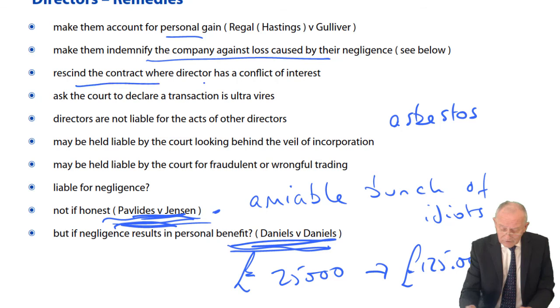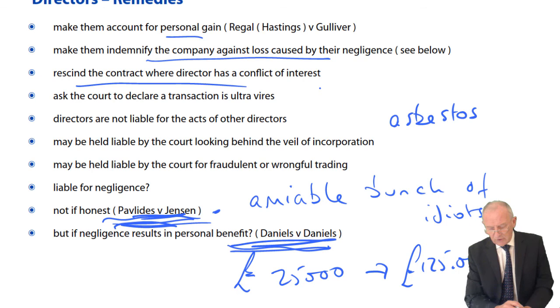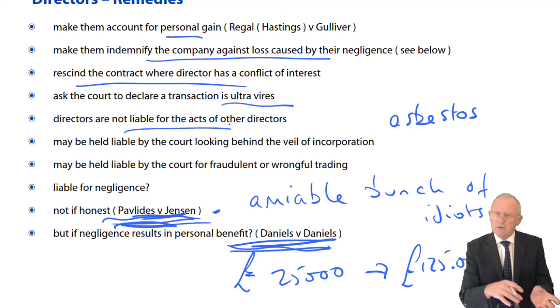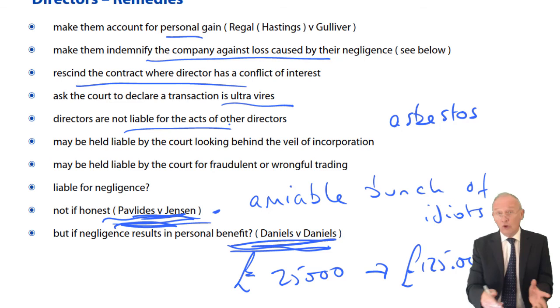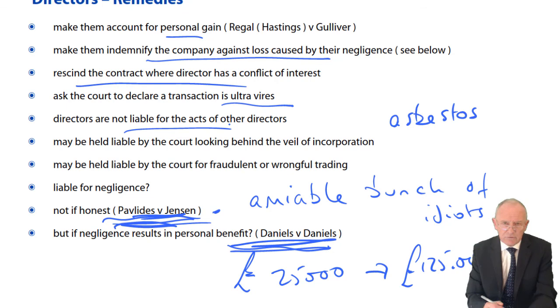We can rescind the contract where the directors have been guilty of a conflict of interest, or ask the court to declare a transaction is ultra vires. Directors are not liable. This is different from partnerships here. If you remember, as a partner, you're liable for the silly acts of your other partners, but directors are not liable for the acts of other directors. So if one director is fraudulent, it doesn't mean all directors are fraudulent. One director steals money, it doesn't mean all directors have stolen money.